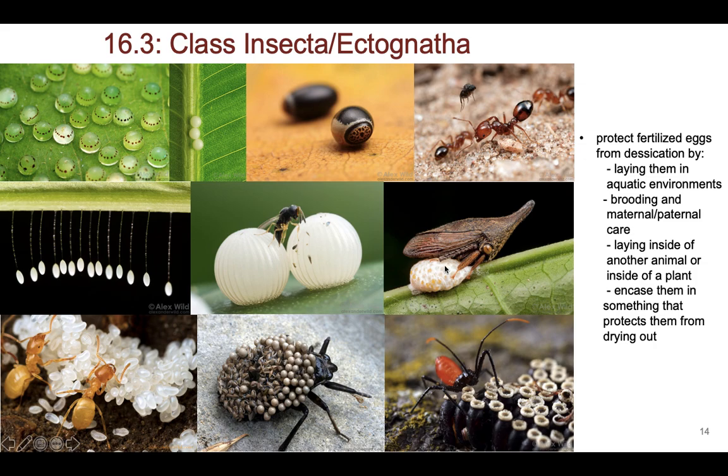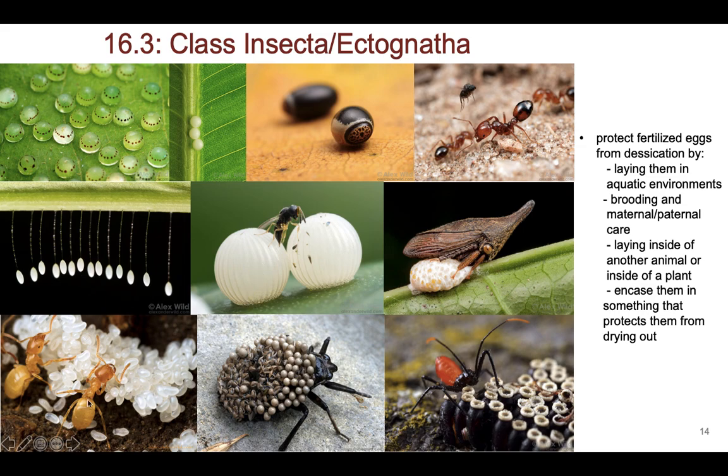And then sometimes they'll protect them by laying them inside of another animal or inside of a plant. This here is a phorid fly that's called an ant head decapitating fly. So it's going to lay its eggs in this ant. They're going to develop inside the head, make its head fall off, and then the fly will come out of the head. So that's one that lays its eggs inside of another insect. They can also protect them by encasing them in something that protects them from drying out. These are walking stick eggs that have a thick layer around them that protects them from desiccation or from being eaten.